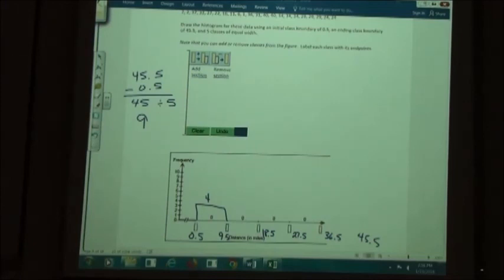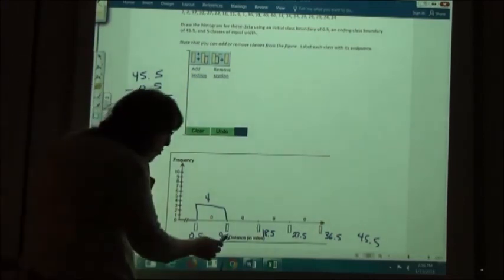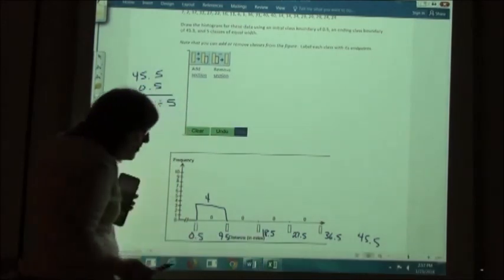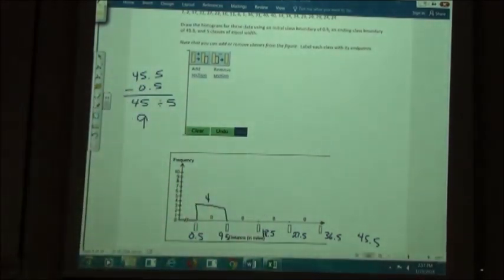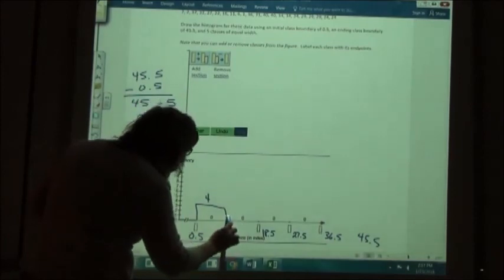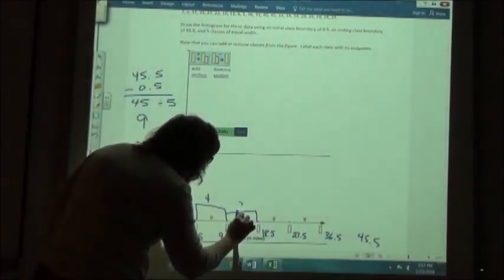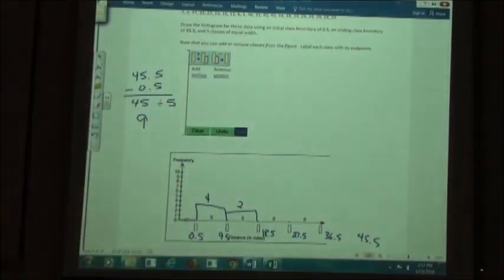Then we're going to check how many numbers do we have between 9.5 and 18.5. In other words, 10 to 18. I only have 2. So I'm going to grab the little bar, pull it up 2 spots, and I've got 2 there. Man, I can't even draw straight. Oh well.